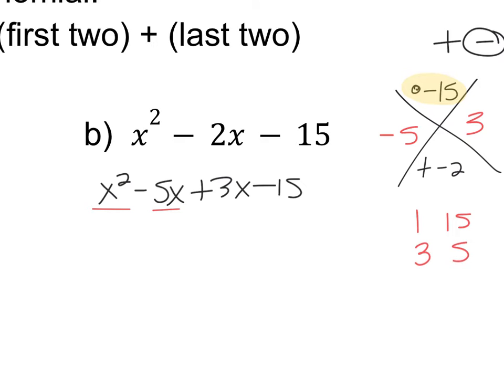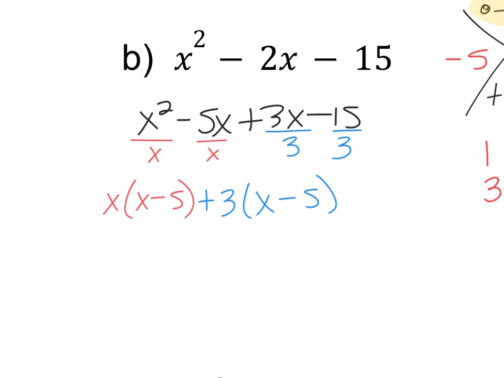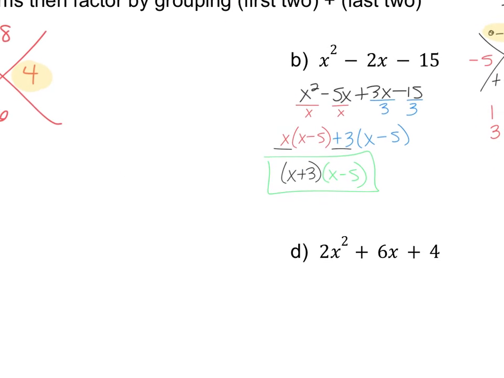Out of these first two terms, looks like we could take out an x. So that would be x times (x minus 5). Out of these next two terms, you can take out a +3, so you get 3 times (x minus 5). All right, sweet. Looks like our parentheses match, so let's put Humpty Dumpty all together. So I have x plus 3, and then what's inside the parentheses, x minus 5, and remember you just write it one time. All right, that is your answer.